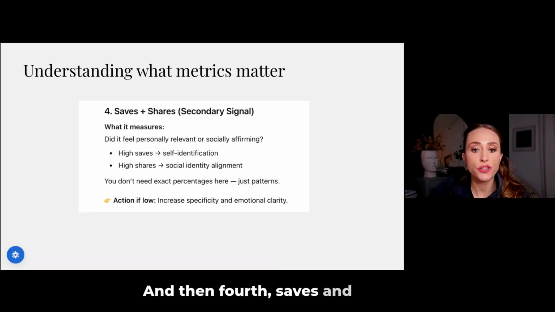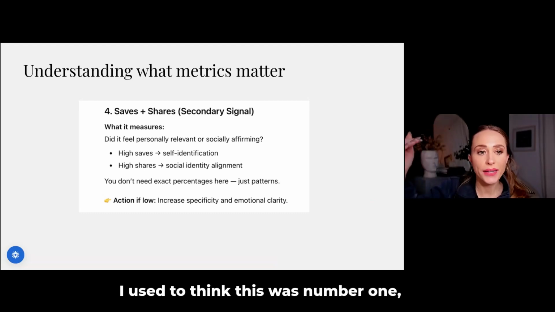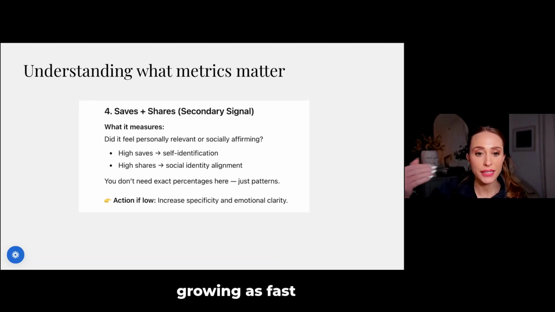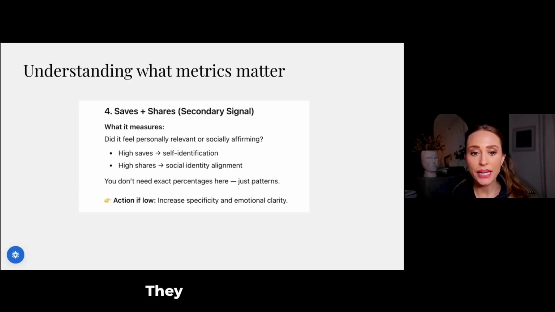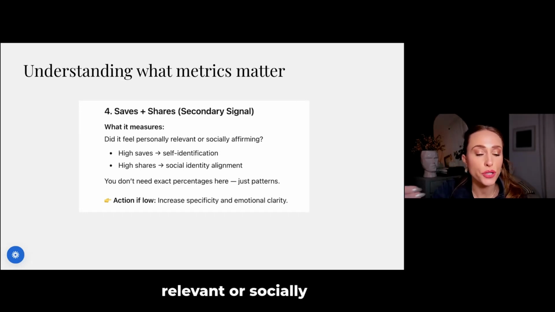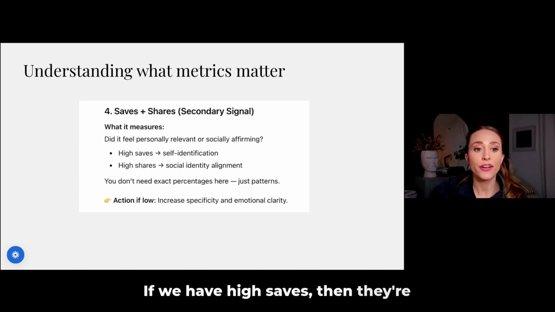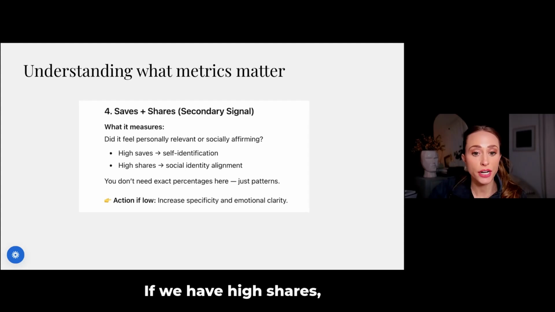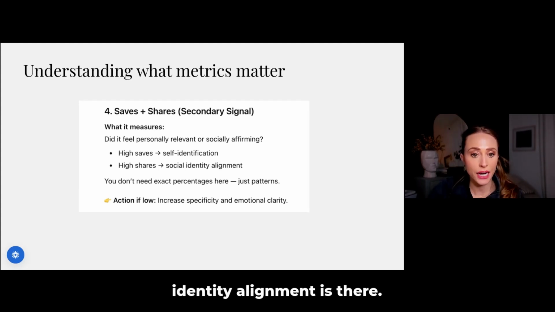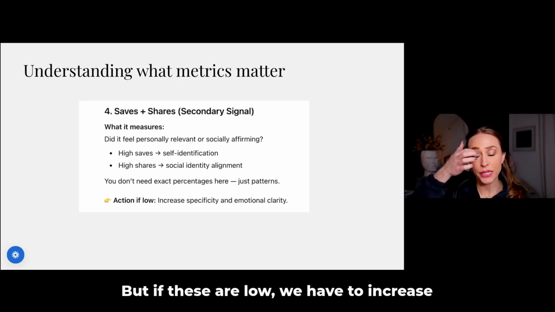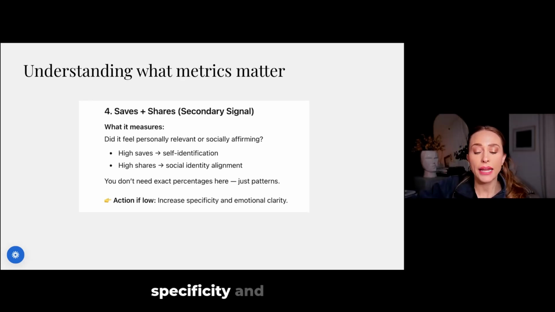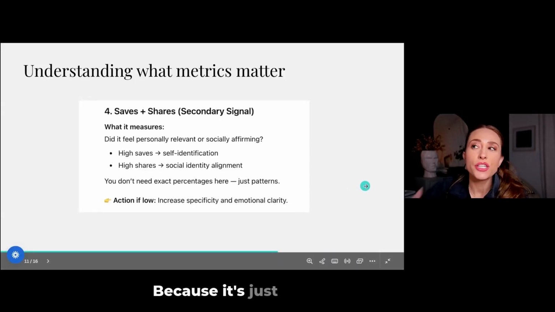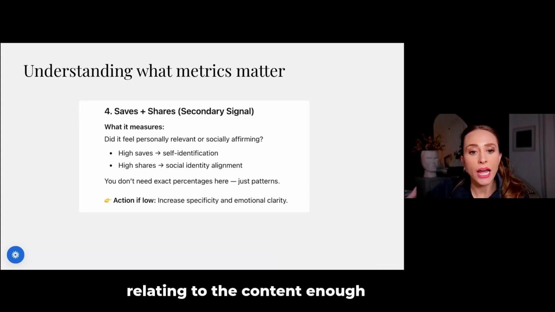And then fourth, saves and shares. I used to think this was number one, and this was my problem and why I wasn't growing as fast as I could. These are very important metrics. They are, but they're not the most important. So what saves and shares are going to tell us is, did it feel personally relevant or socially affirming? If we have high saves, then they're identifying with it. If we have high shares, then social identity alignment is there. You don't need exact percentages here, just patterns. But if these are low, we have to increase specificity and emotional clarity, because they're not relating to the content enough if these are low.